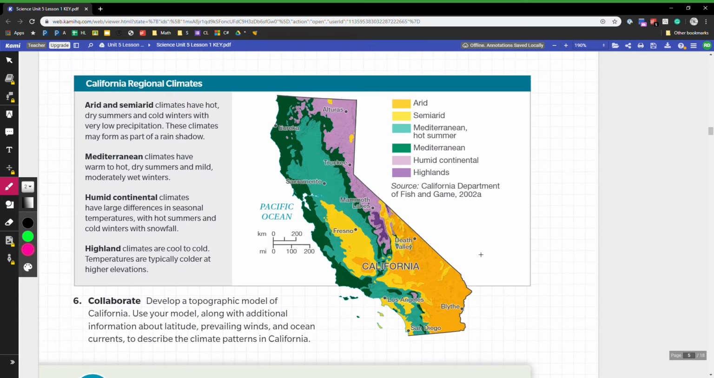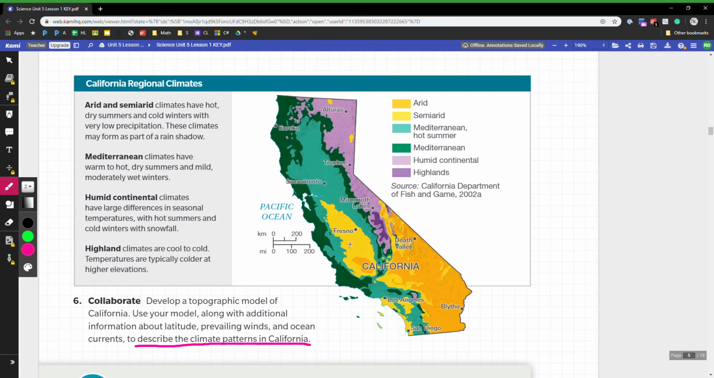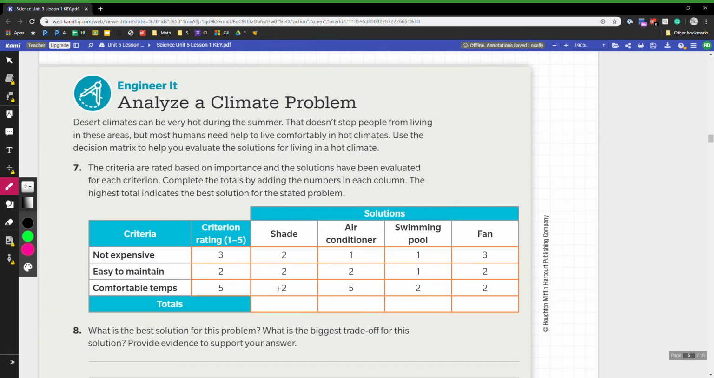Remember that, like California over here, this is like in a rain shadow, or all of Nevada is like in a rain shadow because it goes over one mountain range and a second whole mountain range. So then this one I just asked you to describe climate patterns in California. So I talked about this in the previous lesson quite a bit. So it gives you this map that's sorted into the different climate areas, and so you can pick one and describe it. You don't have to make a poster.